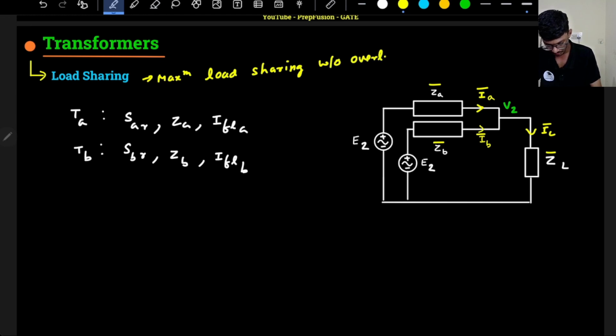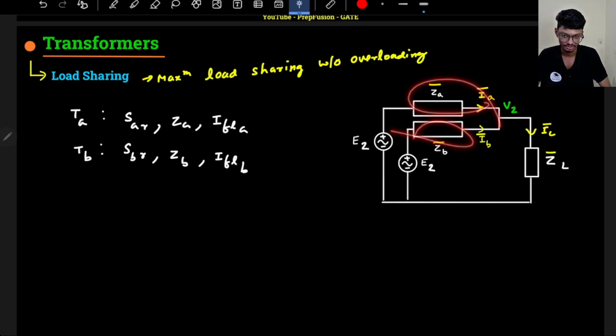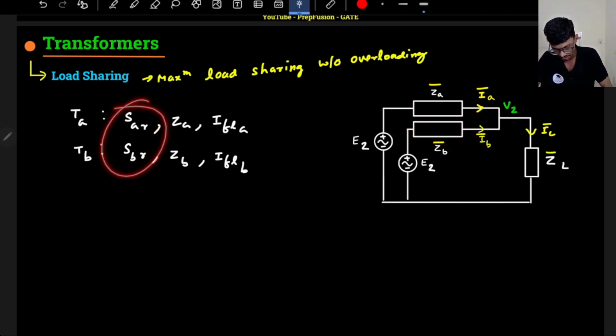What do I mean by it? I have transformers in parallel, transformer A and transformer B. These are the ratings, this is the leakage impedance, and this is the full load current. The full load current will be different because the ratings are different. Voltage is the same, but as the ratings are different, the full load current also will be different.